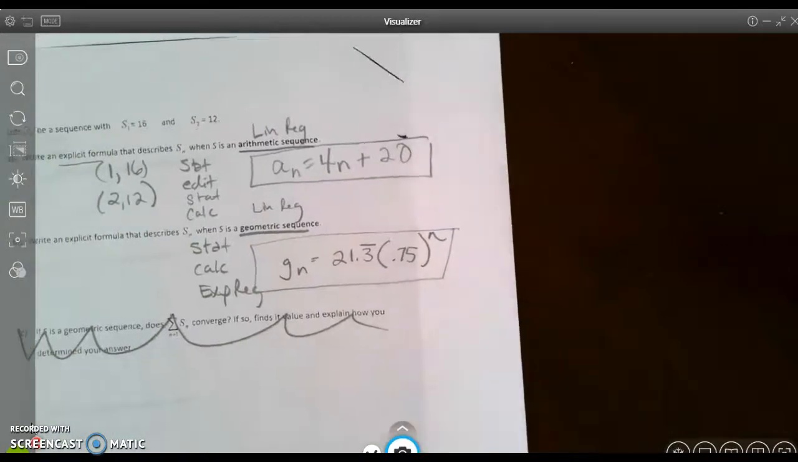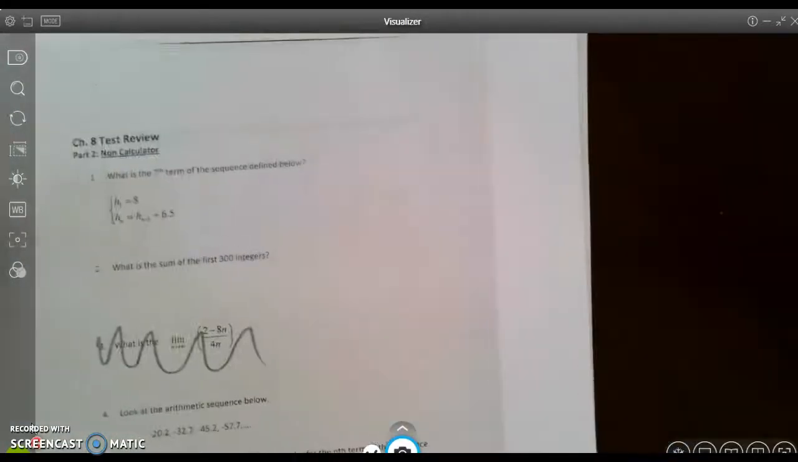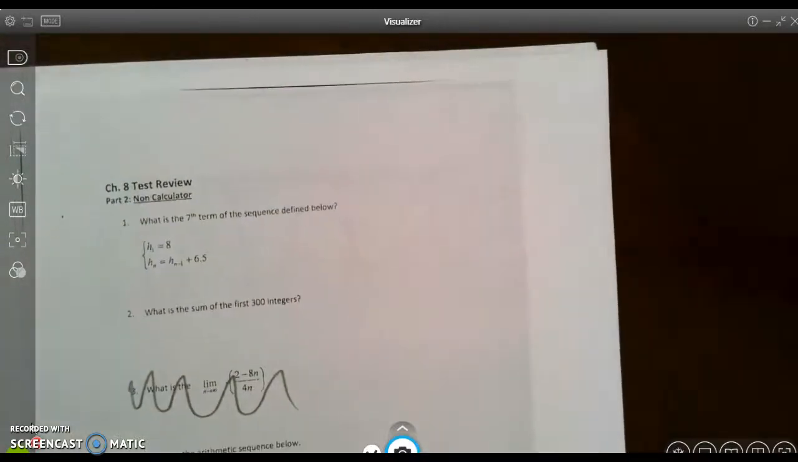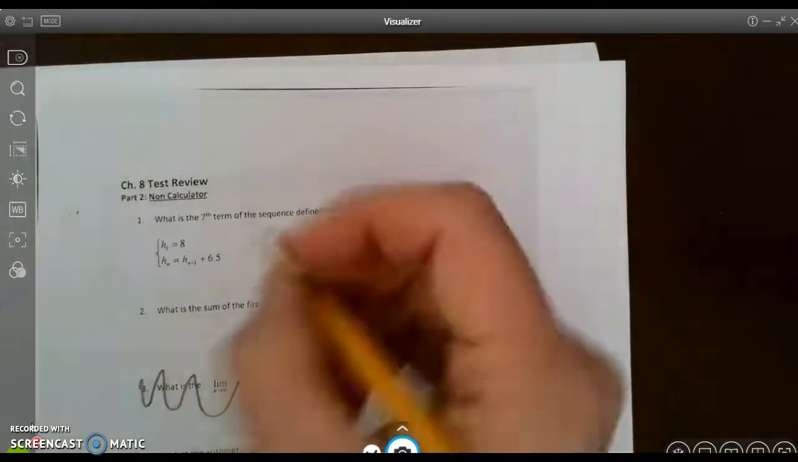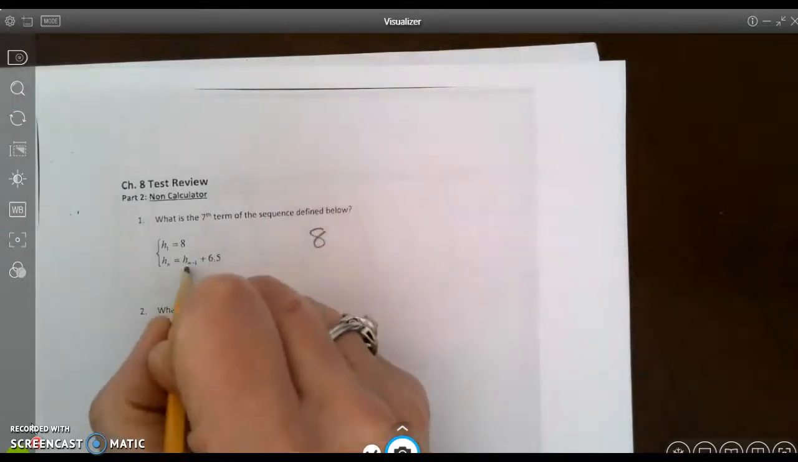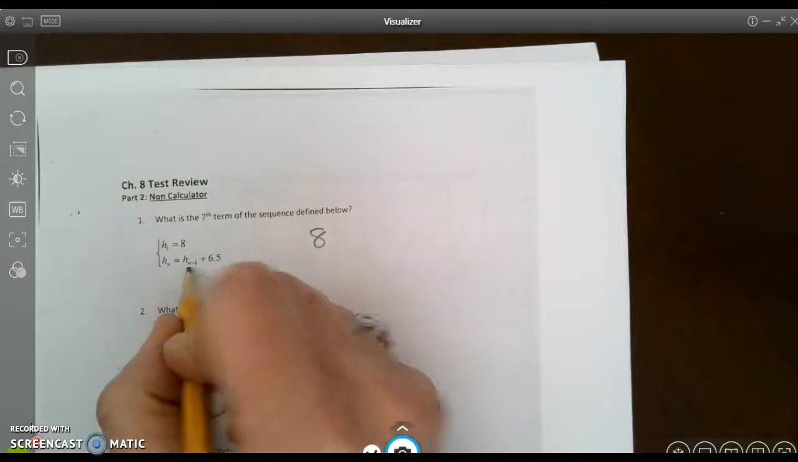Alright, we are just moving quite along here. Let's go to this next part. What is the seventh term in the sequence defined below? Well, the first term is 8, and then we're adding 6.5 to the previous term.